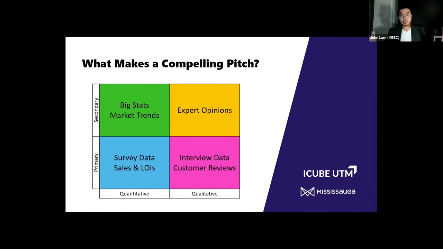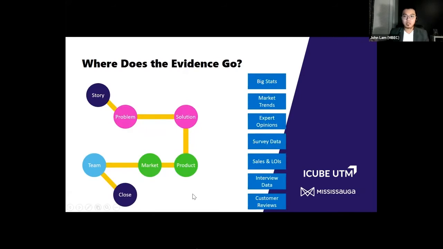So you've got the external and you've got the internal side of the argument. And in terms of where this data fits in, if my slide ever changes, it's game show time. All right, so let's take our guesses in terms of a competition style pitch with this type of narrative where you go through story, problem, solution, product, market, team, close. Where do the big stats fit in?